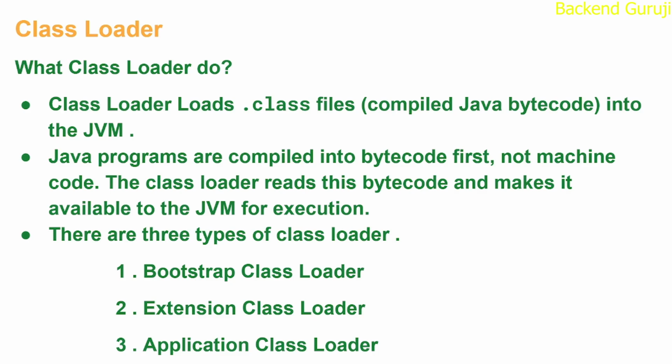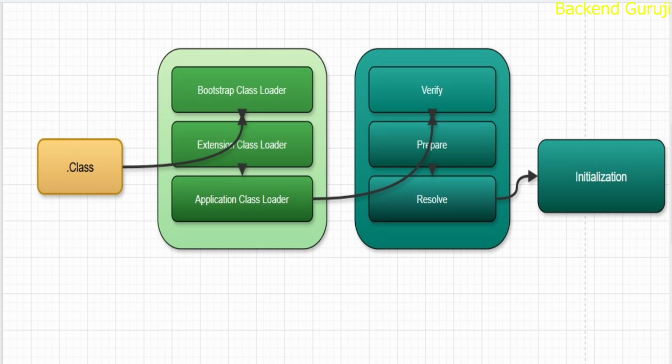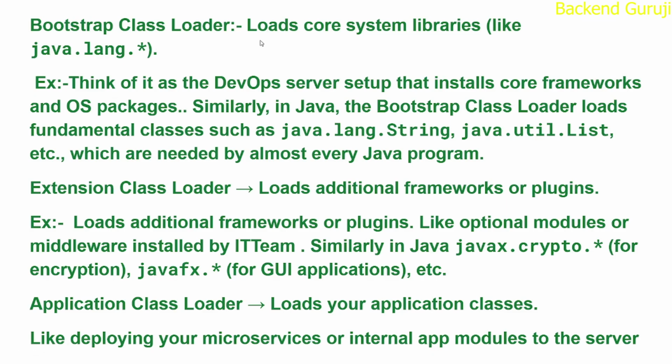What is the work of the Bootstrap class loader in a real-time scenario? I'm giving one example. The Bootstrap class loader loads core system libraries, meaning java.lang.*, java.util.List, all those things. Just think about our company's DevOps server, which may be AWS or Azure. There they install frameworks, JDKs, OS packages, whatever is needed. The Bootstrap class loader does the same here. This is the real-time example we need to understand.